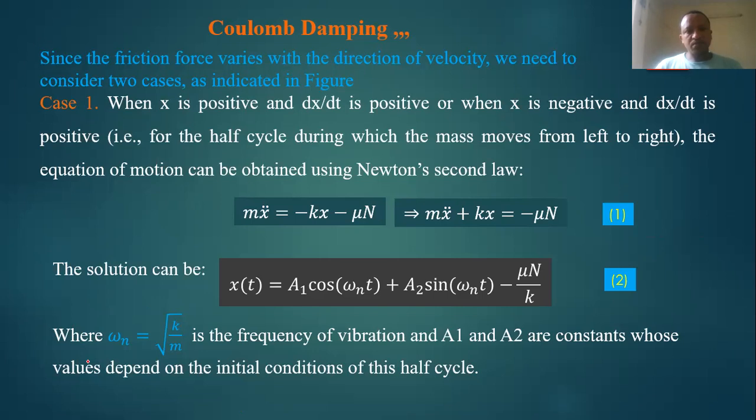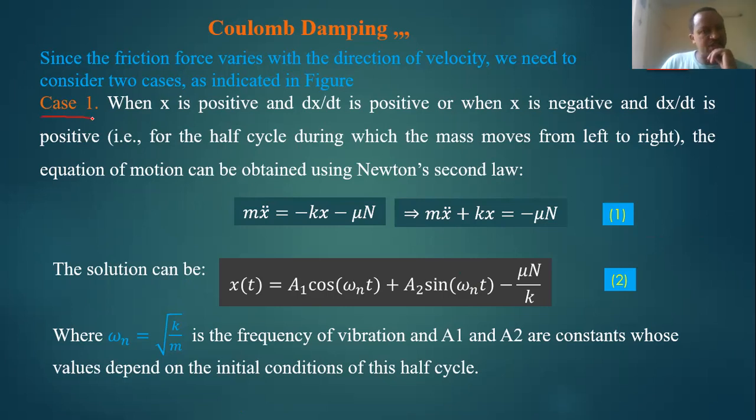Okay, so m x double dot equals minus kx minus mu N. We cannot easily get the same equation in both directions. If I move the object to the right, that is different, and when I move the object to the left, that is also different. So different equations appear in this case. We can see those things later. Anyways, okay.